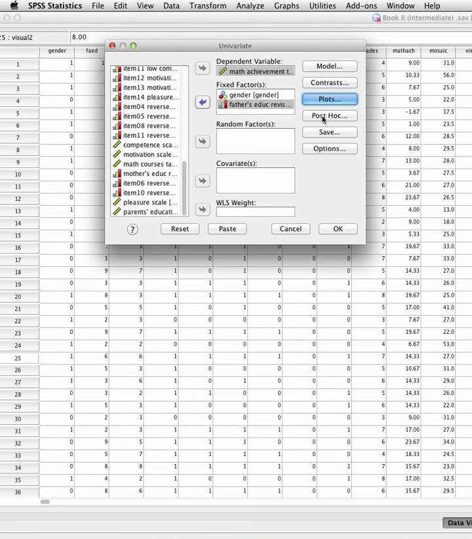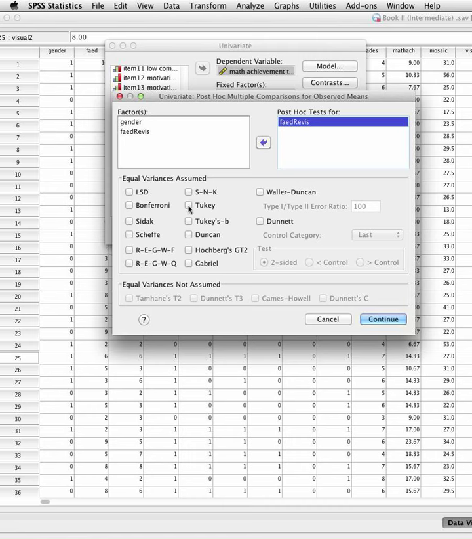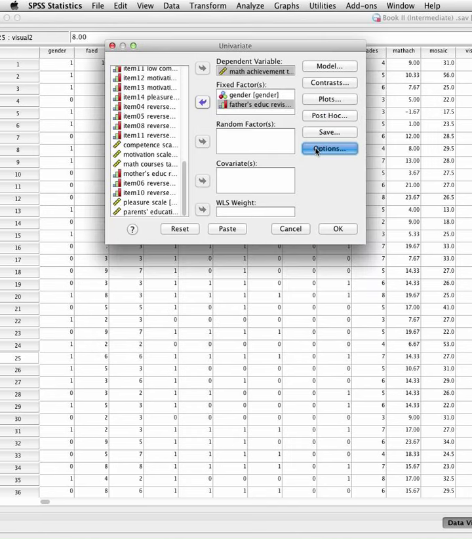And then continue. And then for the post-hoc tests, we're going to select father's education revised and Tukey. Now we're not going to select gender just because SPSS will not run a post-hoc test when a factor only has two levels. So for example, if the gender factor would be significant, all we would have to do is go and look at the means and compare them, and we could say that the higher mean is significantly higher than the lower mean. So then we'll go to Continue, and then we'll go to Options.